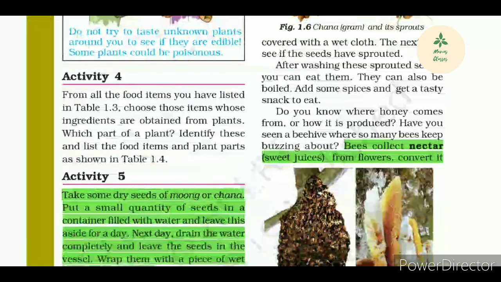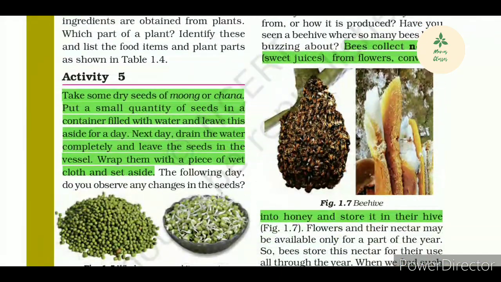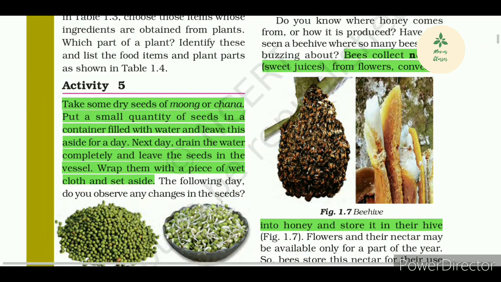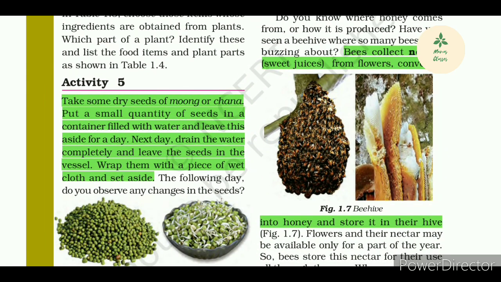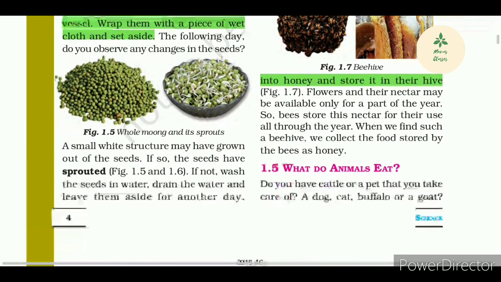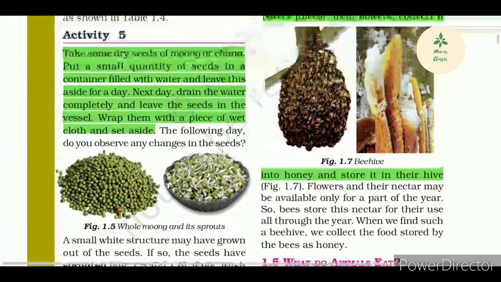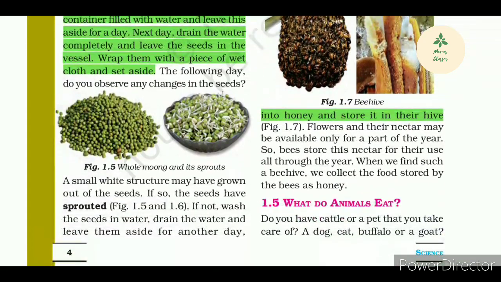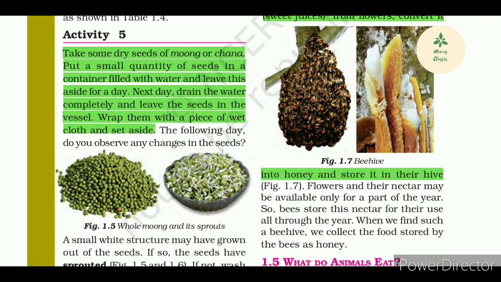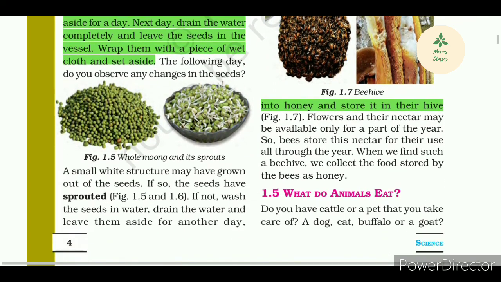Now, honeybees give us nectar. This is the very important honey. Bees collect nectar, that is sweet juice, from flowers, convert it into honey and store it in their hive. That is the thing. This kind of question may be asked: from where do honeybees collect the nectar?